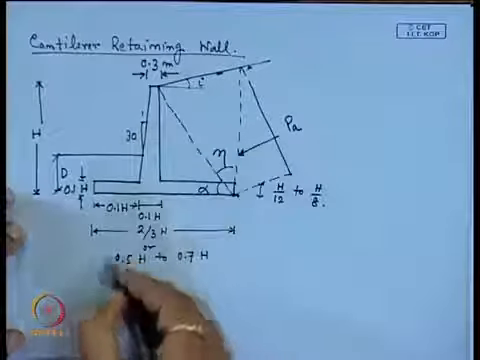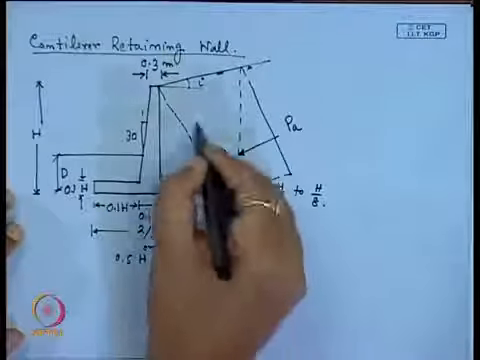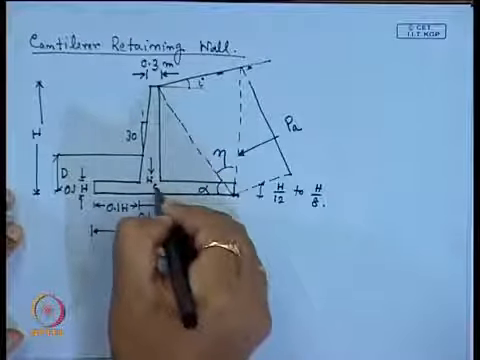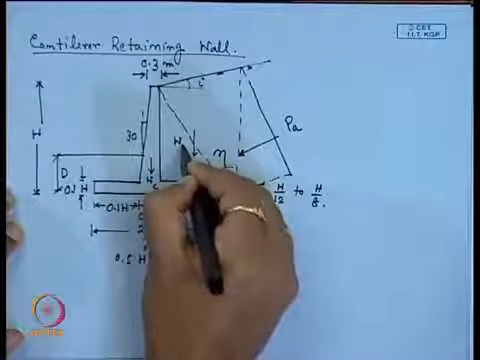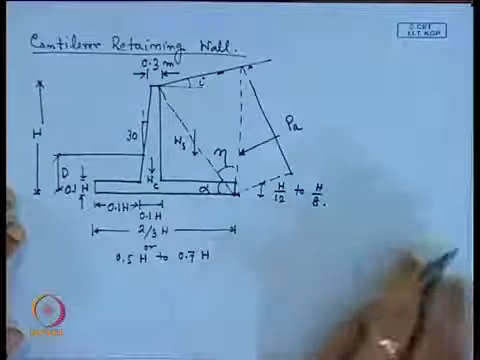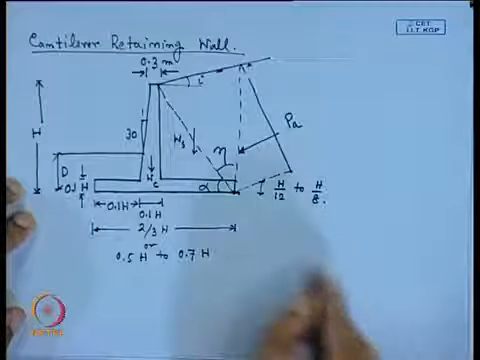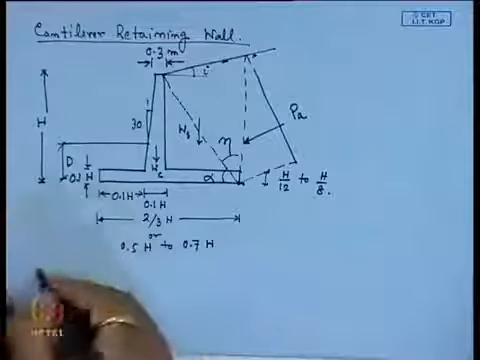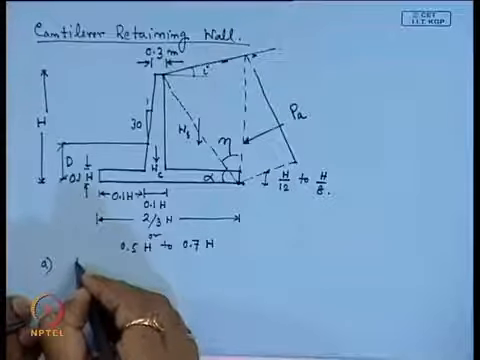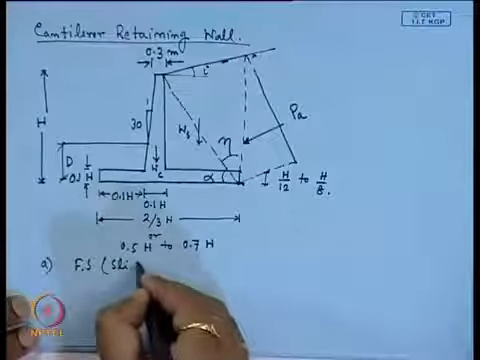Now, this distance we can first choose, then we will consider the weights. So, these are different weights. First, we will consider the weight of concrete, and the weight of soil, if I take the Rankine expressions. Now, for this condition, what factors of safety will we choose for this type of retaining wall? The first one is the factor of safety against sliding.